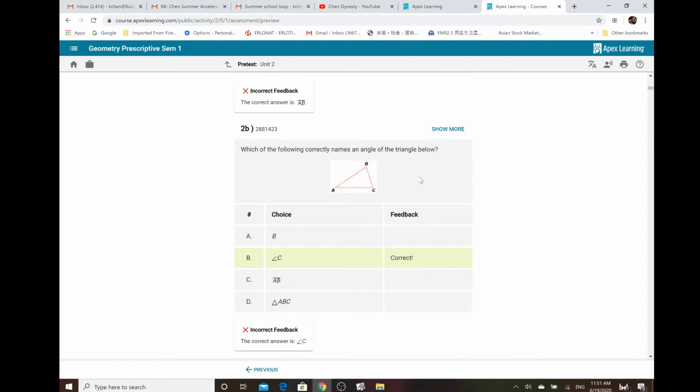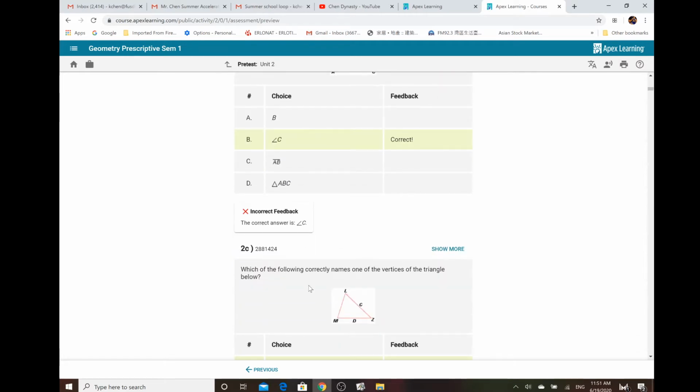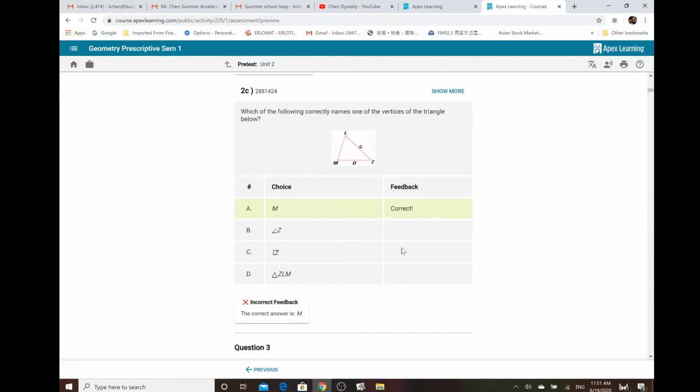Here's another one. Name the angle. There's only one selection. It's angle C. And which of the following correctly names one of the vertices of a triangle? Point M. Vertices mean the points.